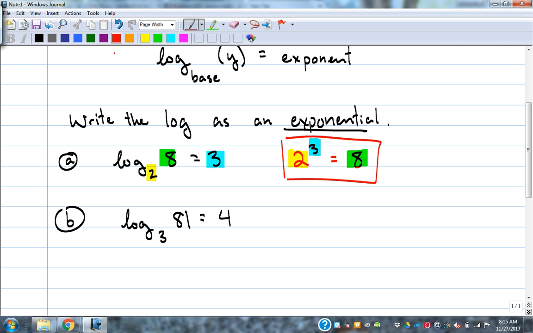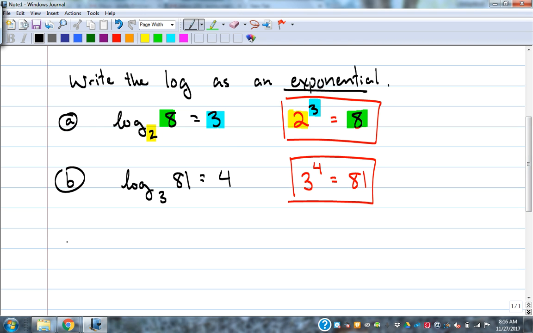So if we're going to rewrite that as an exponential, what's the base? 3. The exponent is 4. Notice that that's a true statement as well: 3 to the 4th power is 81. It's mathematically correct. They're going to be that way if they're numbers. If there are letters in there, it doesn't change things very much.